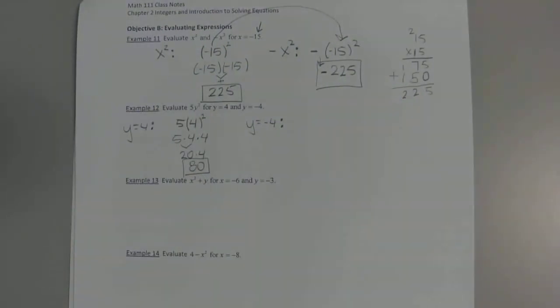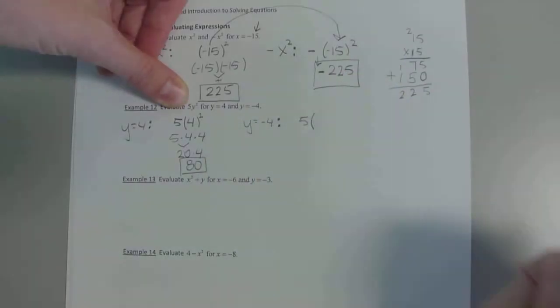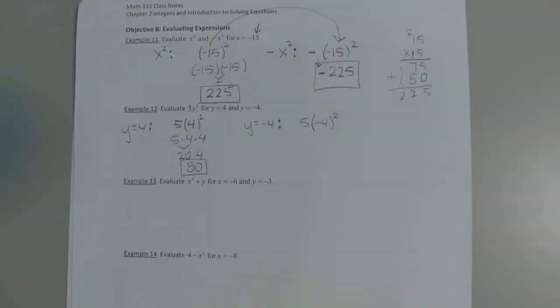Will it, though? It's going to be the same. Well, maybe not. It's going to be the same. Because what do we do? We take our 5, we take our y. But what is our y? Negative 4 this time, and square it.